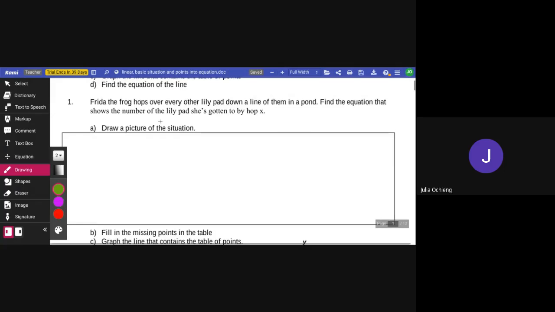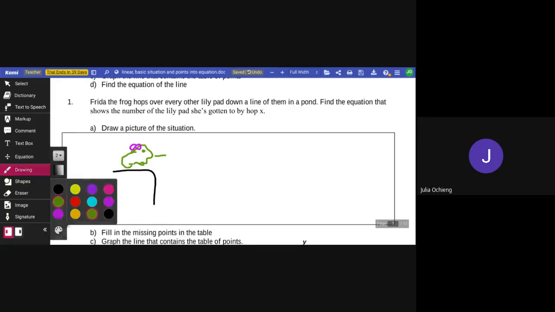All right, so first we're going to show what Frida the frog is doing. And Frida the frog is going to be green. All right, so she's actually on land. And then here's the water. We're going to have lily pads down the line. So she hops on every other one. So there's one lily pad, but she does not go on. And then she goes on the second one, because it says every other lily pad.